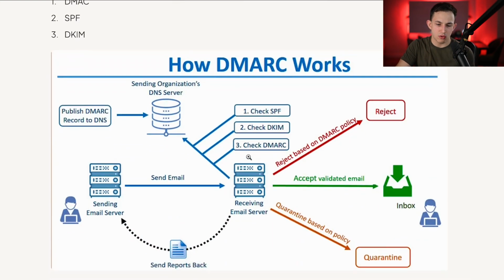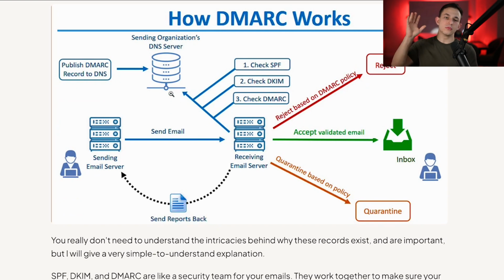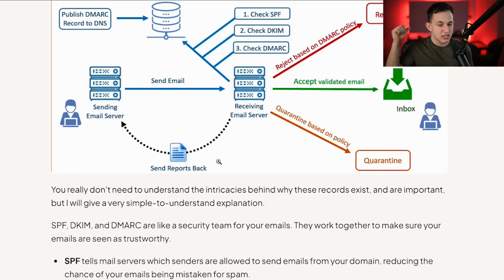Now, I have a little chart right here on how DMARC works, and to be honest, you don't need to understand the technicals here. I guess it's nice to know, and I will explain it in a simple way down below, but you don't need to know this to do cold email, okay? SPF, DKIM, and DMARC are like a security team for your cold emails, and they work together to make sure that your emails, most importantly, go to the inbox, but also are trustworthy.